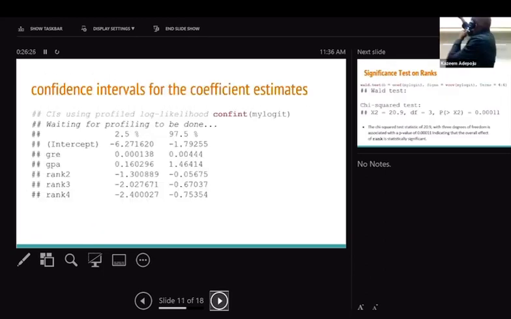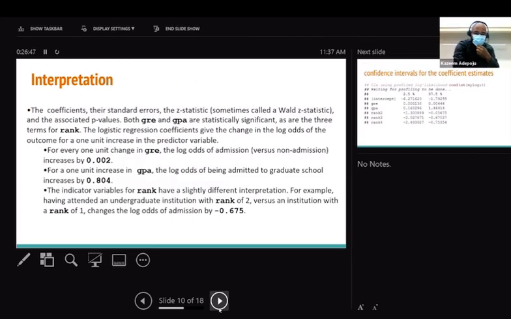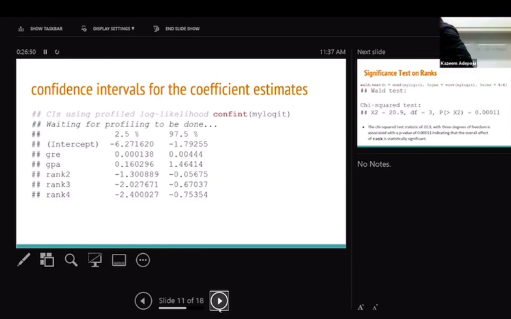You're just going to use confint. You remember confint of my logit, because when you were running the analysis, you actually named it my logit. When you do the confint of that, you're going to have the interval estimate for the intercept and for the other coefficients. Take a look at that. This is an interval estimate now. So this is the confidence interval for the coefficient estimates.